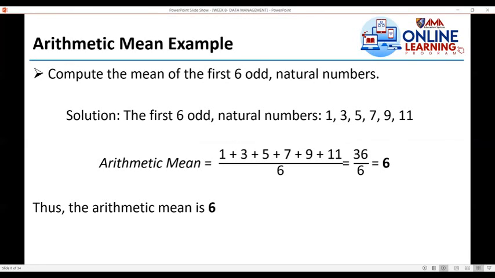Example, compute the mean of the first 6 odd natural numbers. When we say natural numbers, these are counting numbers. So the first 6 odd natural numbers are 1, 3, 5, 7, 9, and 11. So to calculate the arithmetic mean, we have to add all the elements of the data set, 1 plus 3 plus 5 plus 7 plus 9 plus 11, divided by the total number of elements in the given data set, which is 6. So 36 divided by 6, we have 6. Thus, the arithmetic mean is 6.